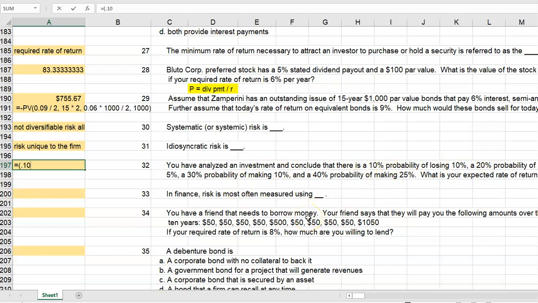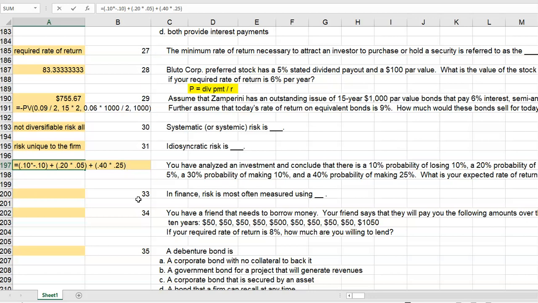So, use decimals: a 10% probability of negative 10%, so 0.10 times negative 10%, plus a 20% probability of making 5%, so 20% times 0.05, in parentheses, so important, plus, what else do I have? 40% making 20%, 25%. 0.40 times 0.25.